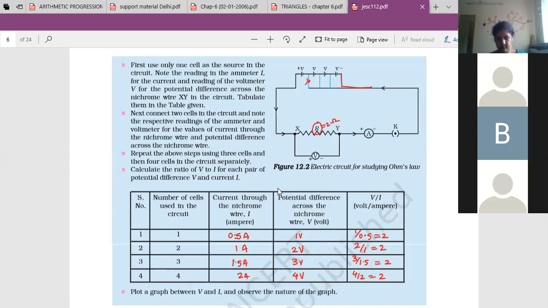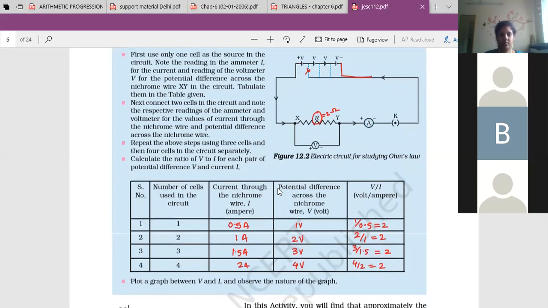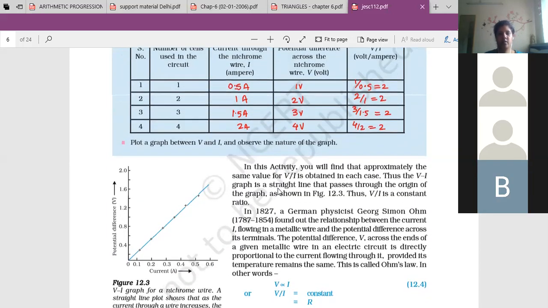Completed? Yes, ma'am. You have the graph as well. Plot the graph for these points. Potential difference 1, 2, 3, 4, and the current 0.5, 1, 1.5, and 2.